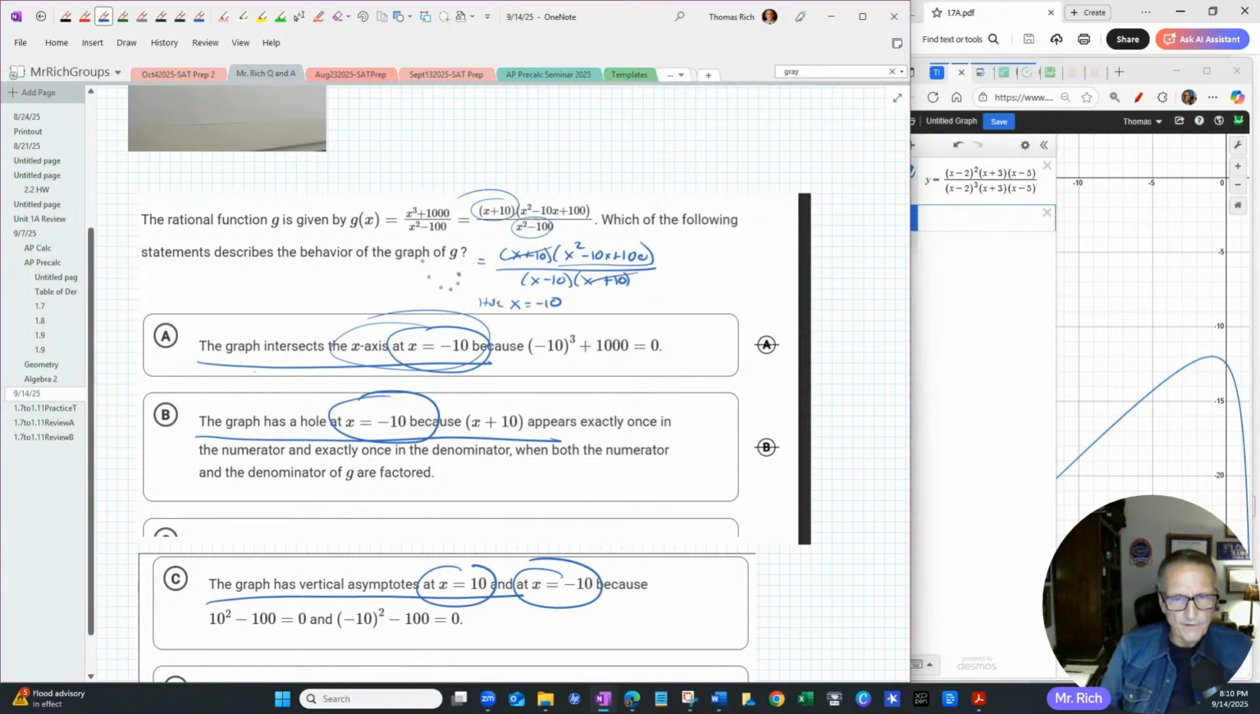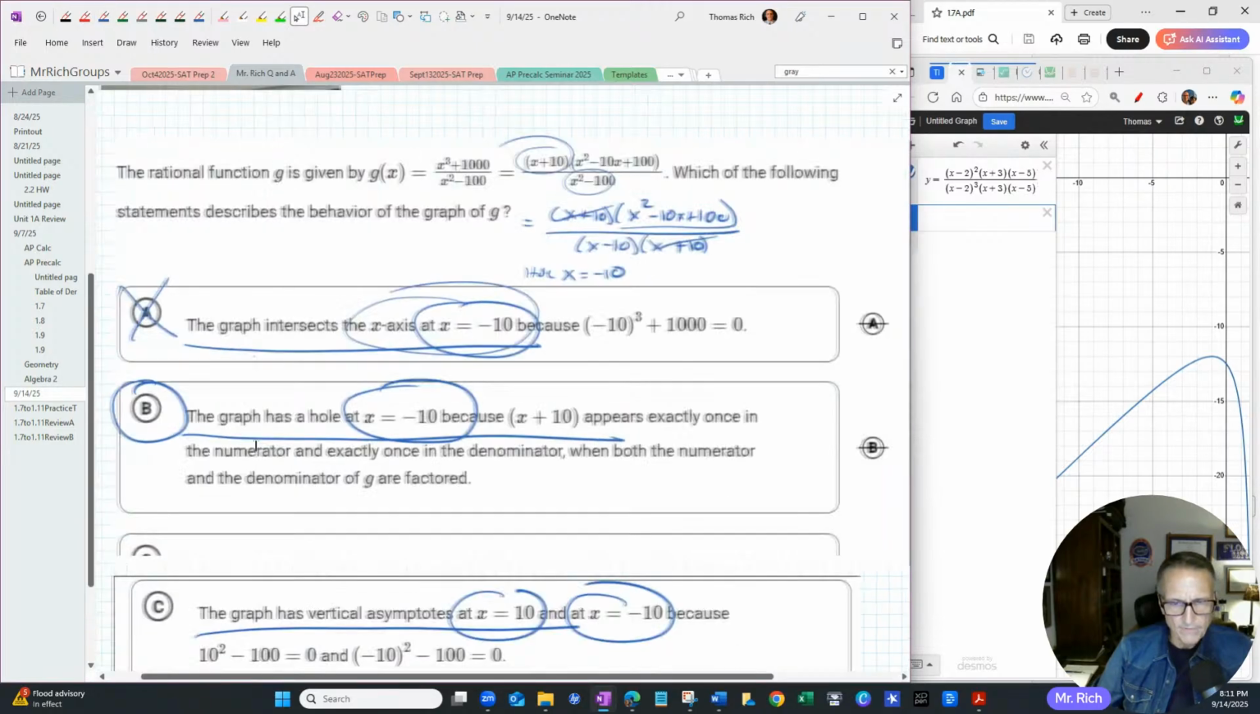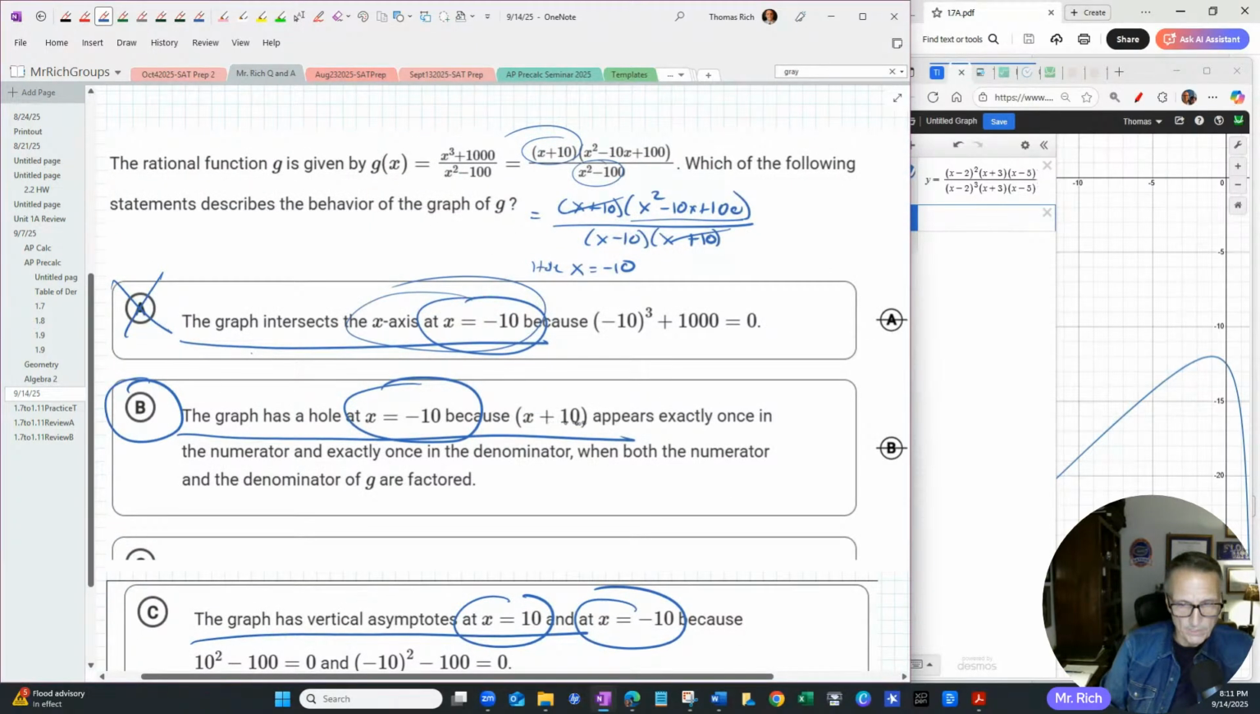All right, so definitely we're not going to get a 0 at negative 10. So A is out. So I'm liking answer B. It tells us that there's a hole at x equals negative 10 because x plus 10 appears exactly once in the numerator and exactly once in the denominator when both are factored. So that's probably going to be our answer.